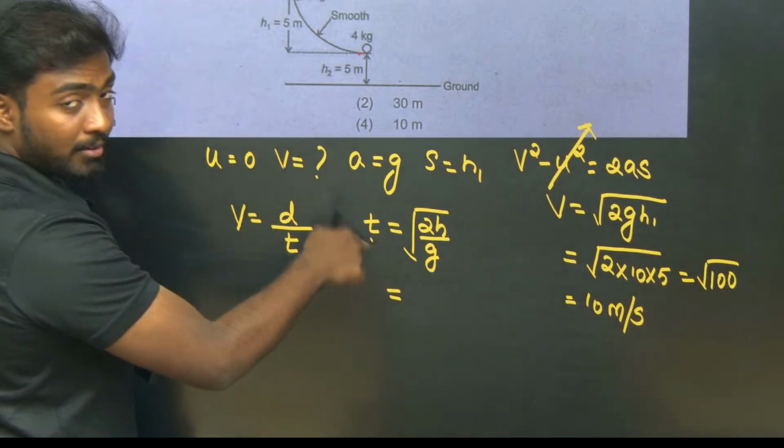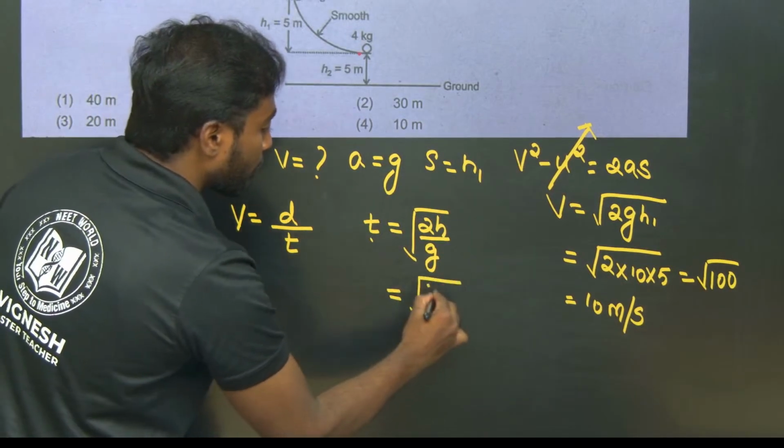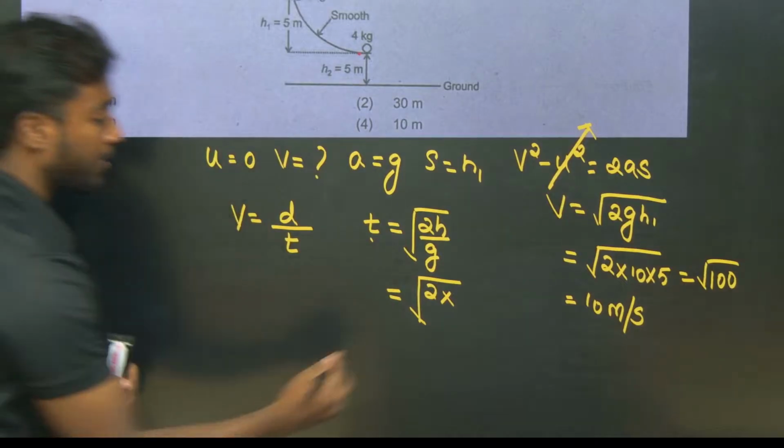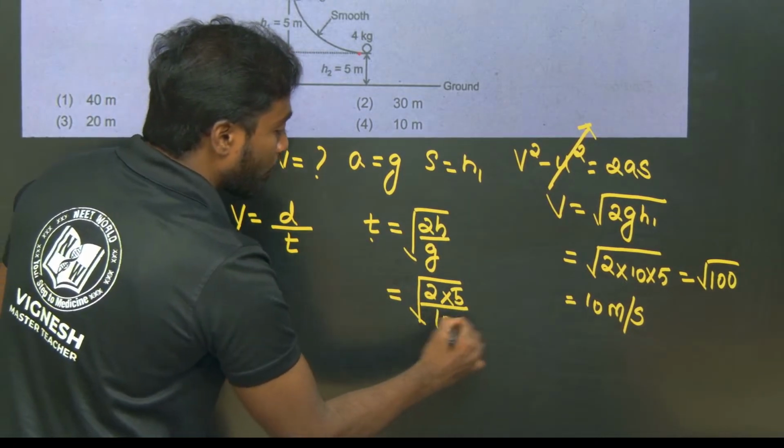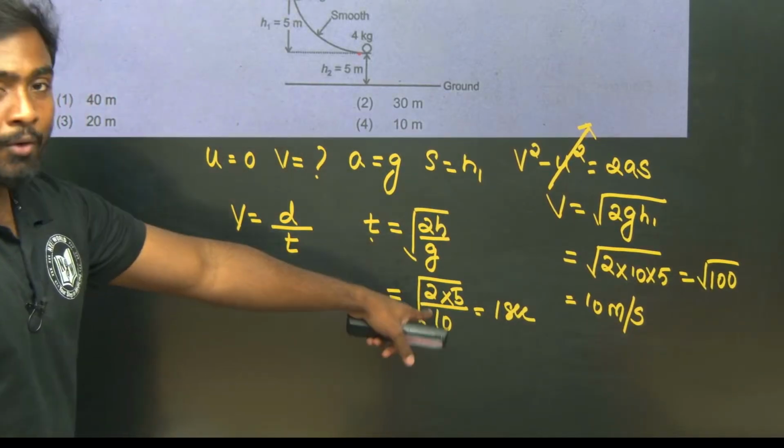So this time is when a ball is falling from a height h. So it is 2 into what is the h? 5 meter. 5 divided by 10, which is nothing but 1 second. So 10 by 10 is 1, under root of 1 is 1.